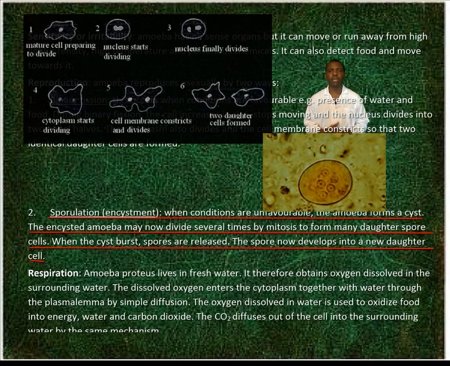2. Sporulation or encystment. When conditions are unfavorable, the amoeba forms a cyst. The encysted amoeba may now divide several times by mitosis to form many daughter spore cells. When the cyst bursts, spores are released. The spore now develops into a new daughter cell.